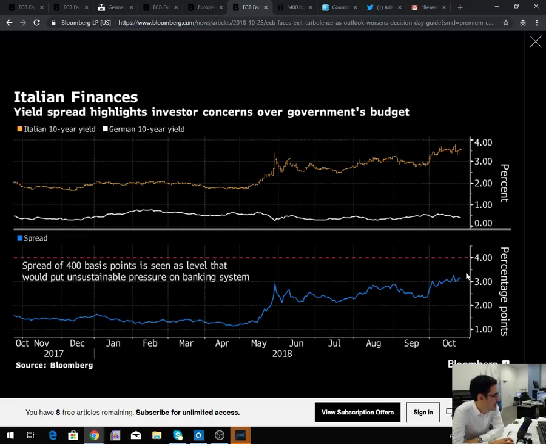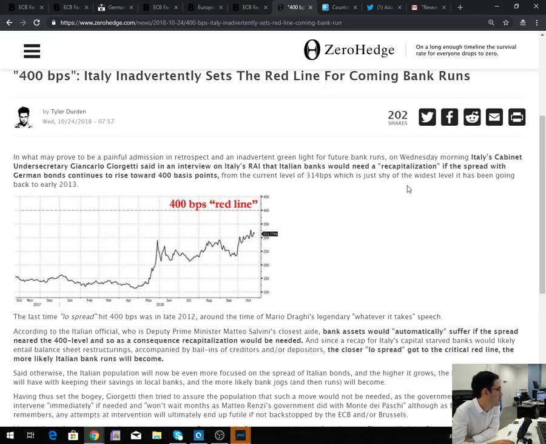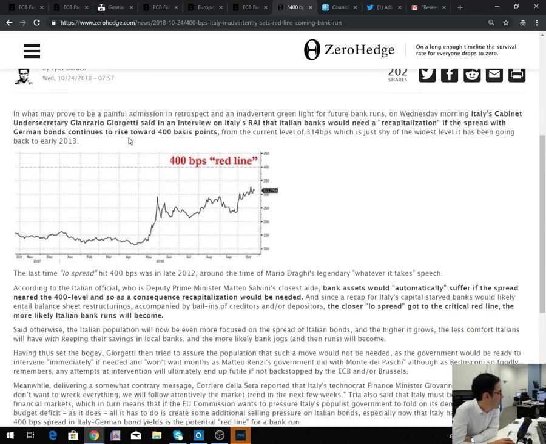If this spread does get to 400 basis points, if, as what we've seen, we continue to remain at a place where there's confrontation between the existing Italian government and their budget proposals and the European Commission's ability to accept those as part of the conditions in their growth and stability pact, then you've got issues. What could this be? Well, Italy's cabinet undersecretary has been commenting in Italian press and said that Italian banks would need recapitalization if the spread of German bonds continues to rise above 400 basis points.